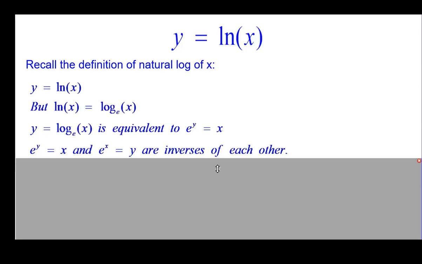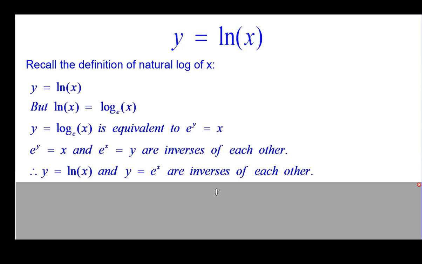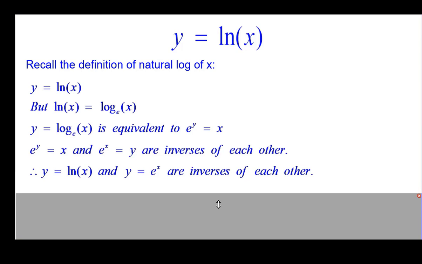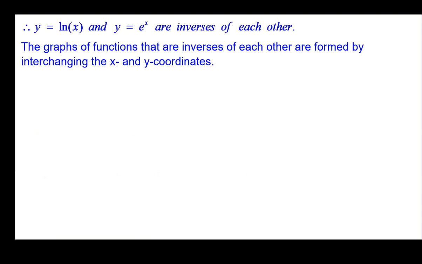And y equals e to the x and y equals the natural log of x are inverses of each other. Interchange the x and y's. So we need to realize that. Since they are inverses of each other, they're formed by interchanging the x and y coordinates.